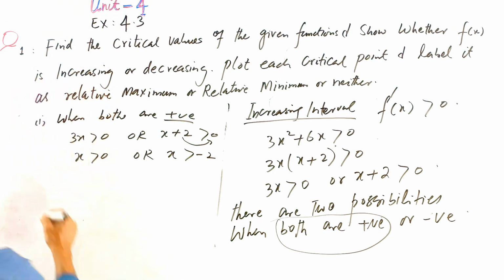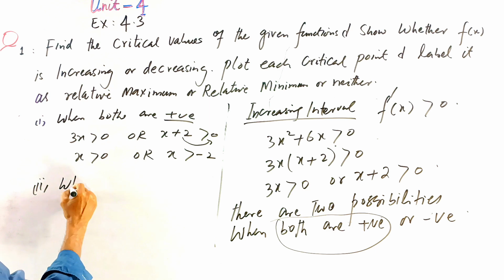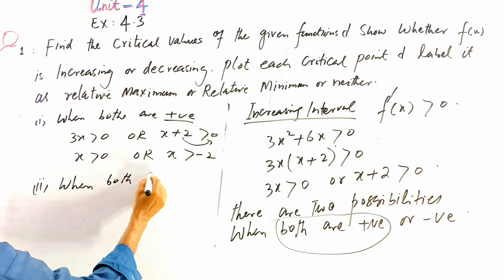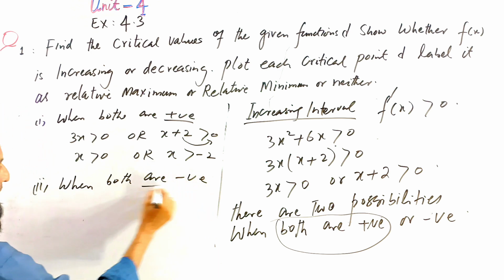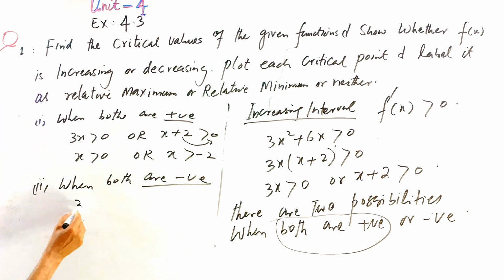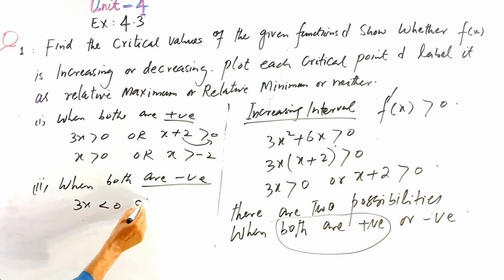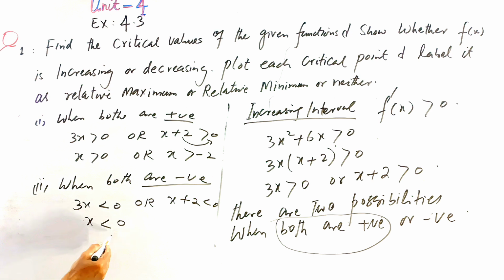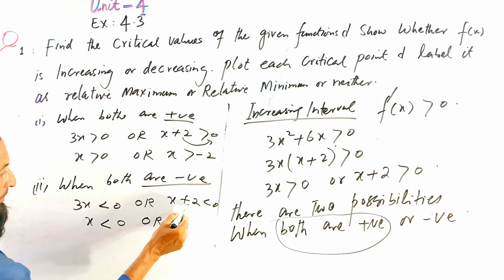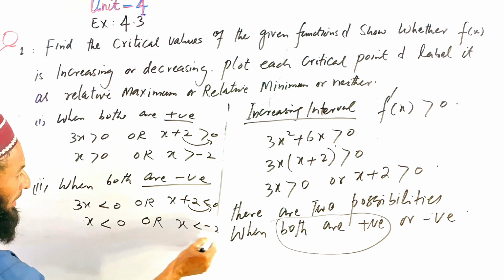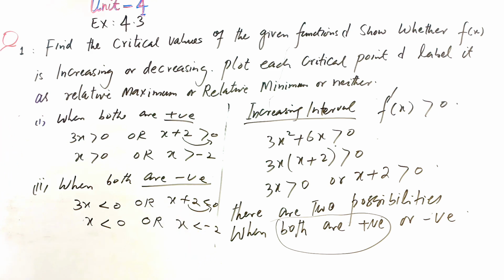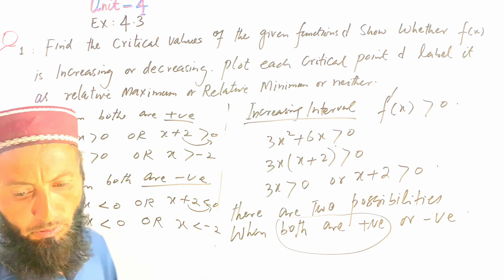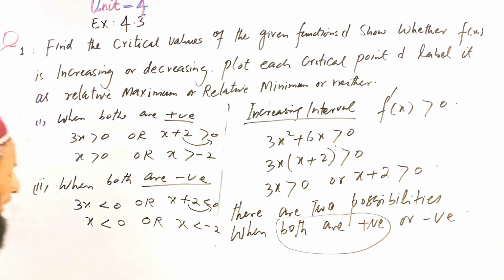Similarly, when both are negative, in this situation 3x is less than 0 and x plus 2 is less than 0. Dividing both sides by 3, we get x is less than 0, and x is less than minus 2. So it means that the function is increasing over the interval.